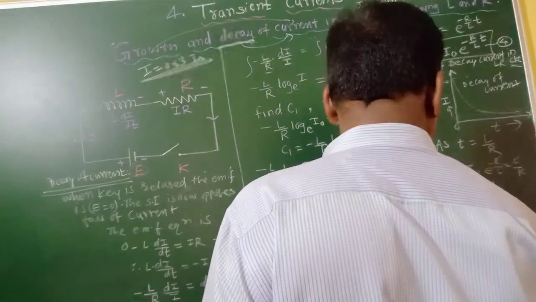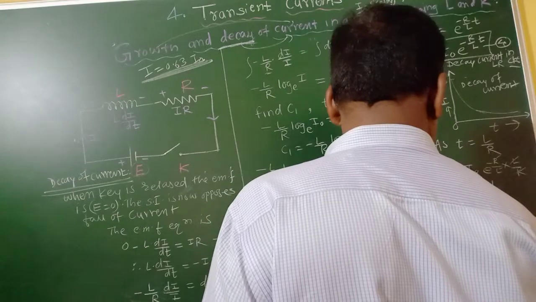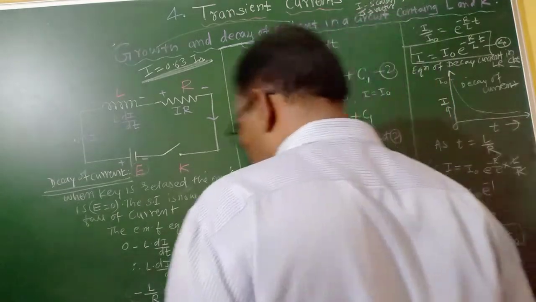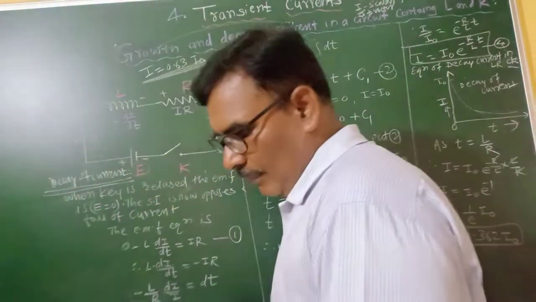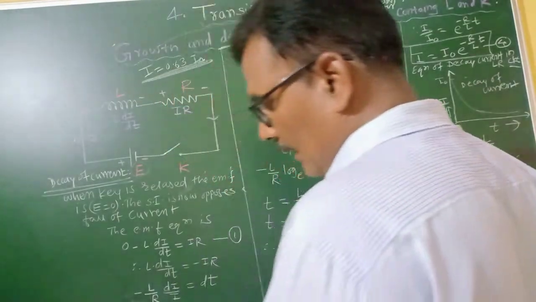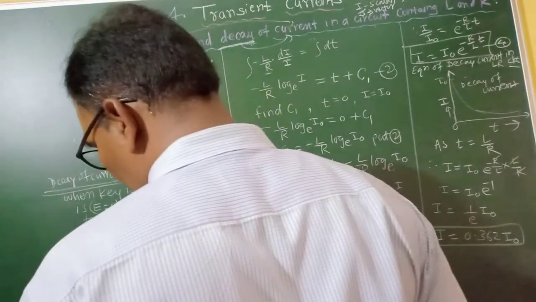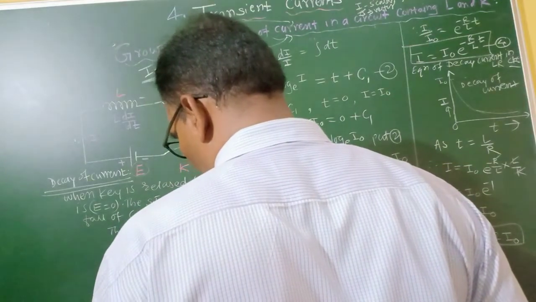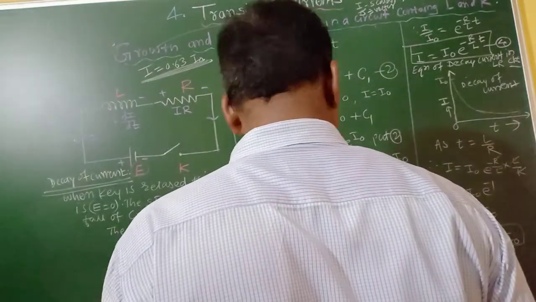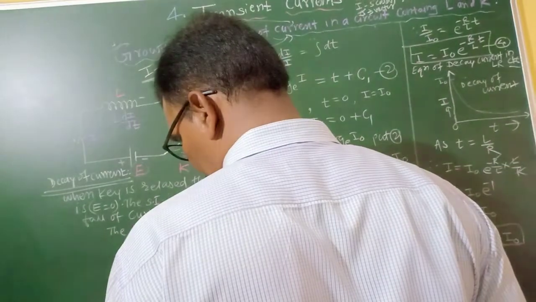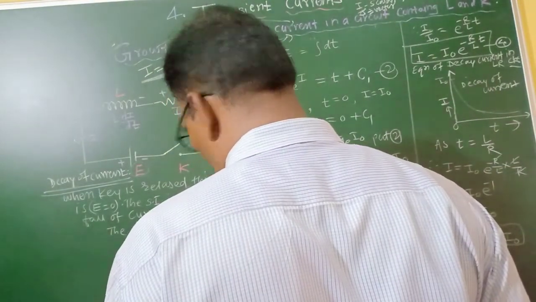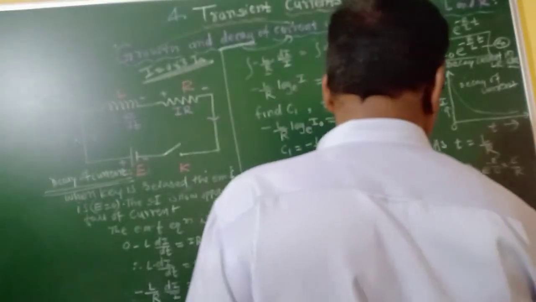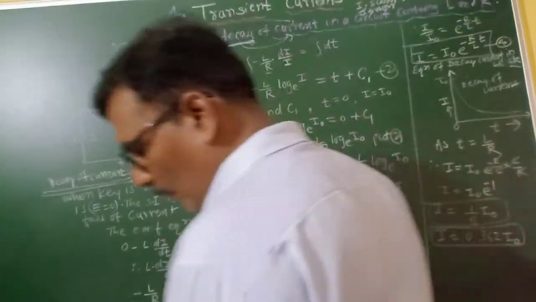The value is 0.368 I0. This is the value of 1 by e, and from this equation I upon I0 is equal to 1 by e, so I is equal to 1 by e times I0. This is the final expression we have to write here.